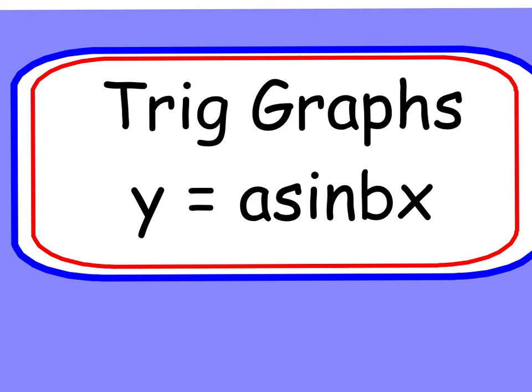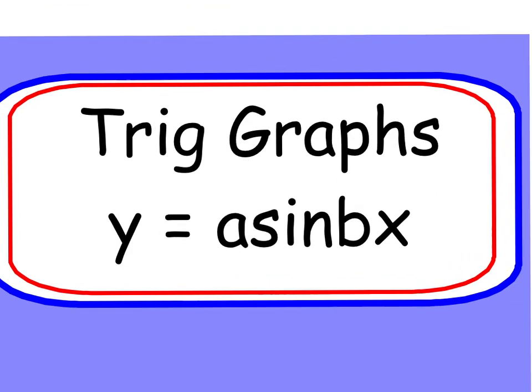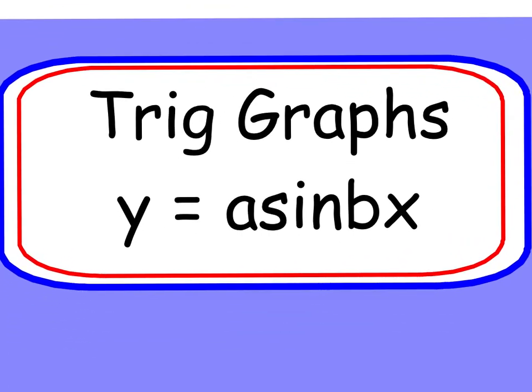Prior knowledge to this one should already be the basic shapes of the sine, cos and tan graphs. You should also hopefully have been introduced to what the A means in front of the graph. So A being the amplitude, the maximum height it goes to. So in this video I'm going to talk about what the B does to it.